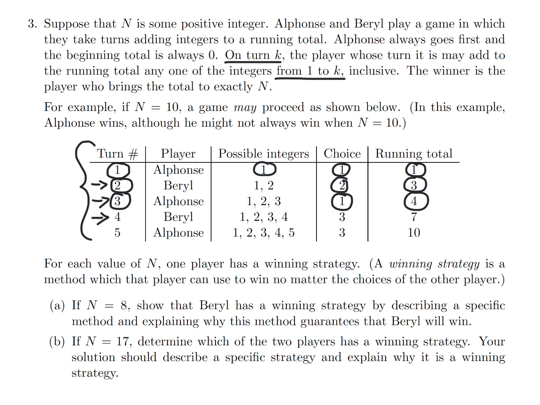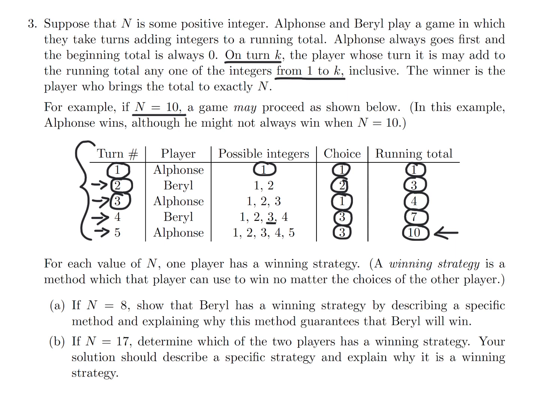On the fourth turn, Beryl, his choices are the integers 1, 2, 3, or 4. He decides that he's going to choose 3. And then now the running total is 7. Alphonse is on the next turn, and he has a choice of 1, 2, 3, 4, 5. He decides to choose 3, and that brings it up to 10. And since n was equal to 10, Alphonse wins the game with this strategy, if there even was a strategy.